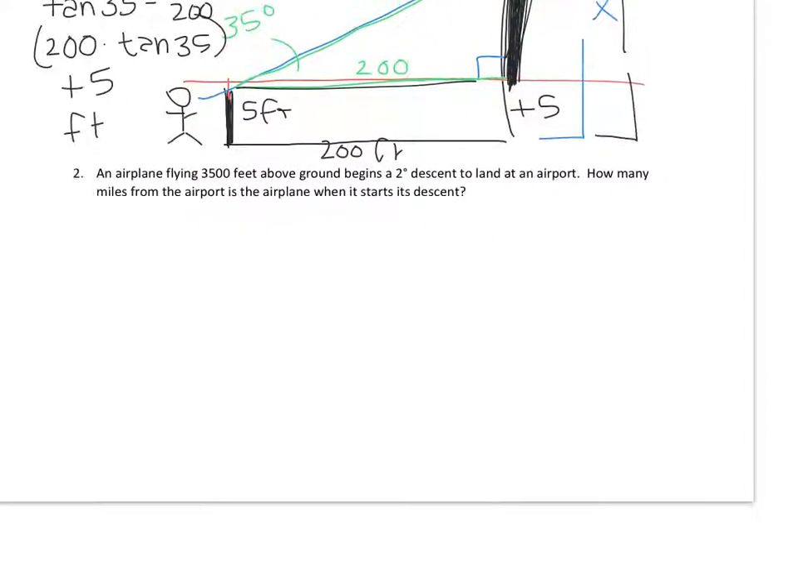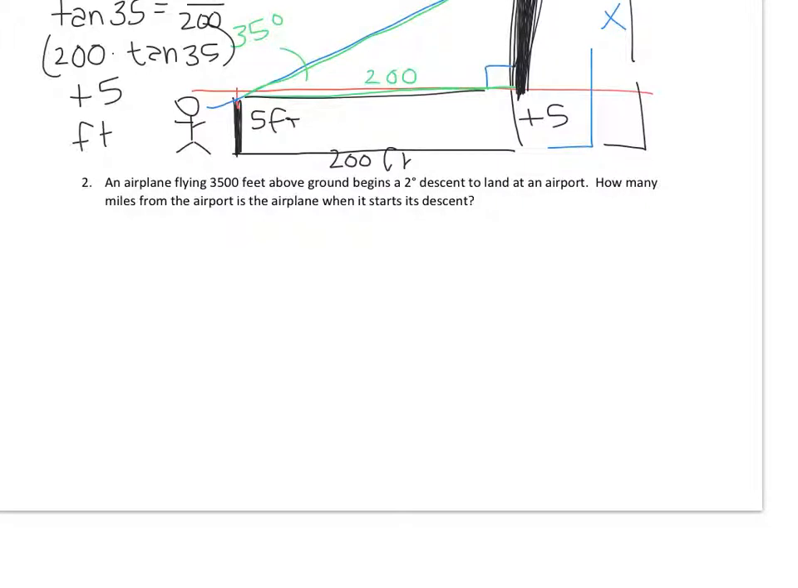Okay, number 2. An airplane flying 3,500 feet above ground. So the airplane is 3,500 feet above ground, begins a 2-degree descent to land in an airport. So we'll call this the airport. How many miles from the airport?